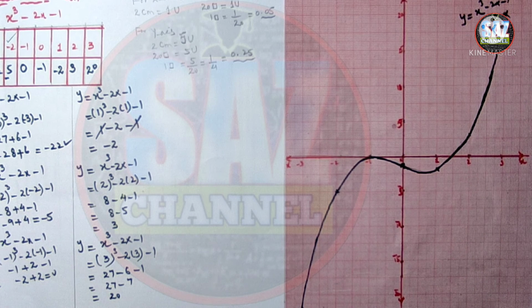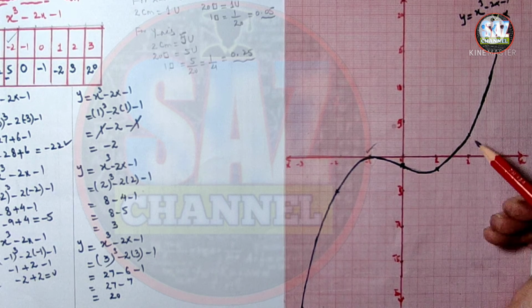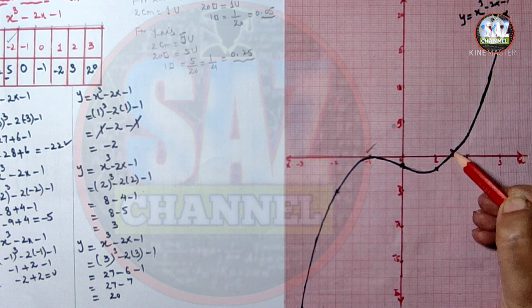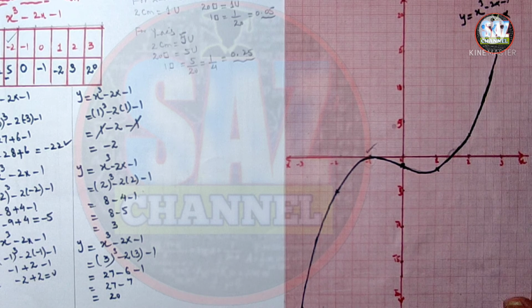And now let's read the question again. What is the next part of the question? Use your graph to find the x coordinates of the points of intersection. If we look at the graph, we can see where the graph is cutting or meeting the x-axis. One place is here, where my graph meets the x-axis, and the second place is here, where the graph is cutting or meeting the x-axis. So this is part A.